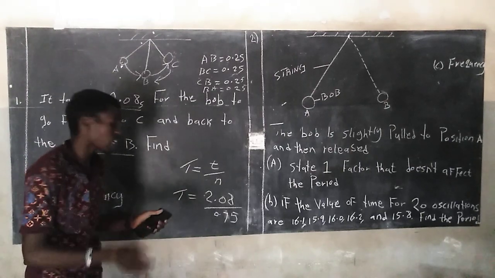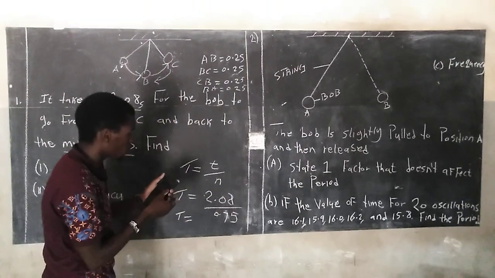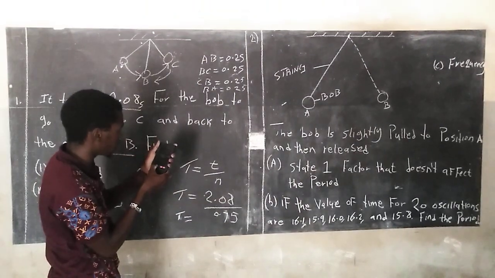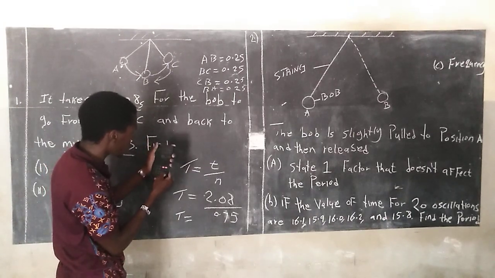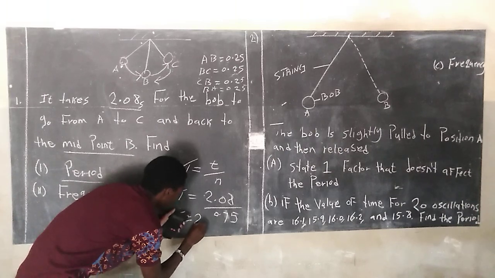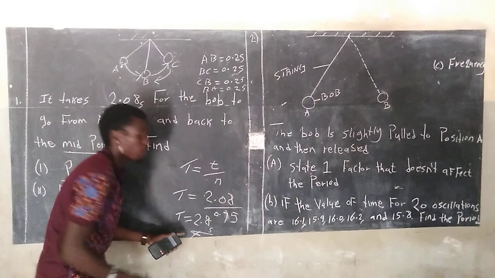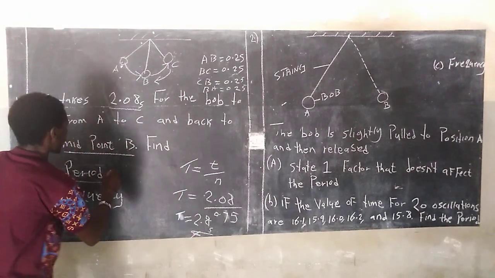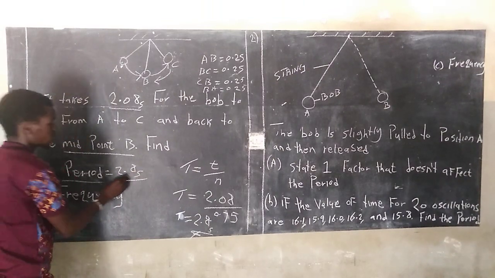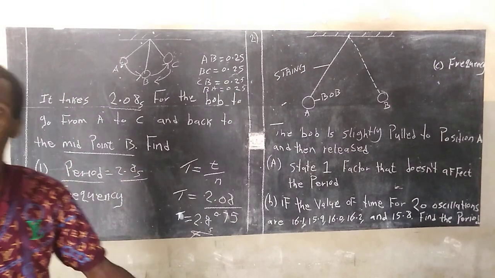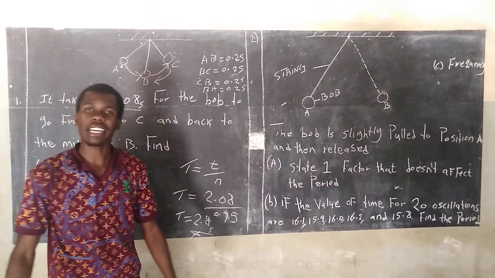Now we compute again, we divide. Since we are finding the period, it is 2.08 divided by 0.75. You are going to come up with 2.8 as our period. So our answer here is 2.8 seconds. That's how you solve this. That's how you calculate the period of the pendulum. Very simple.